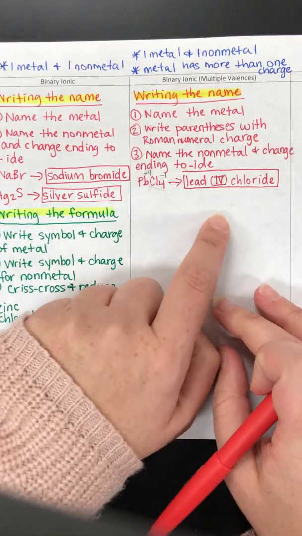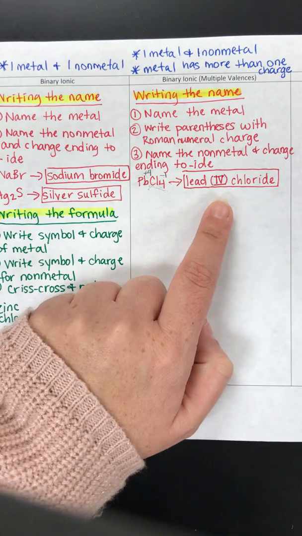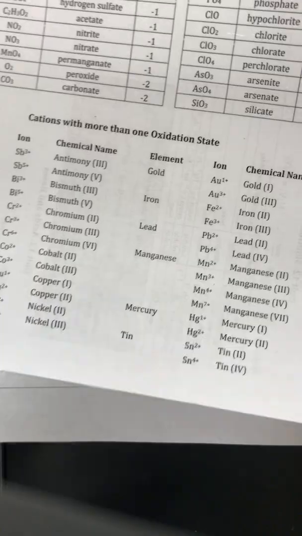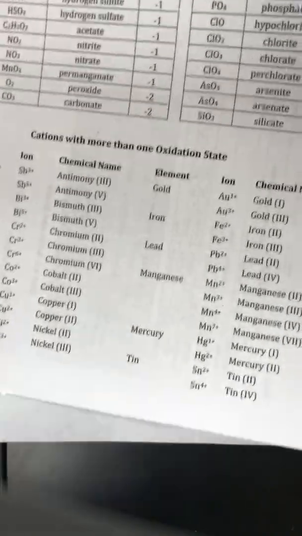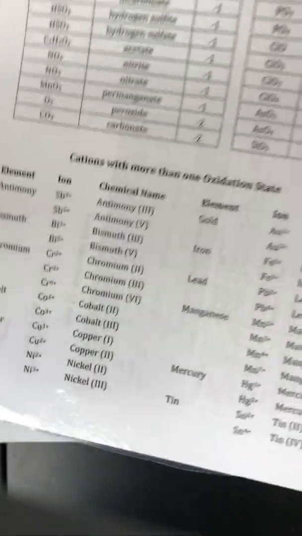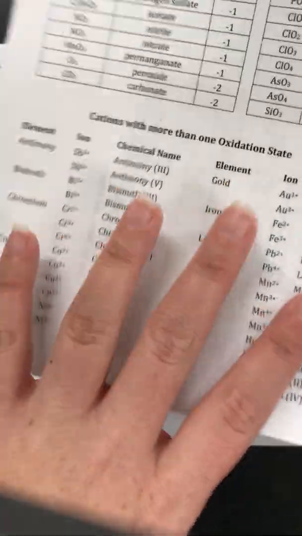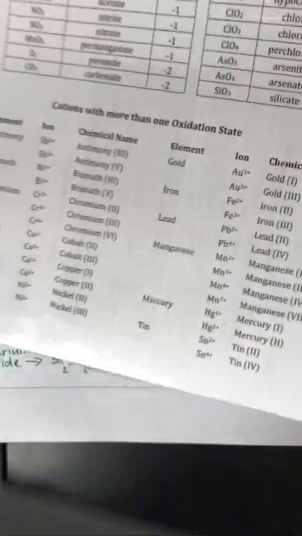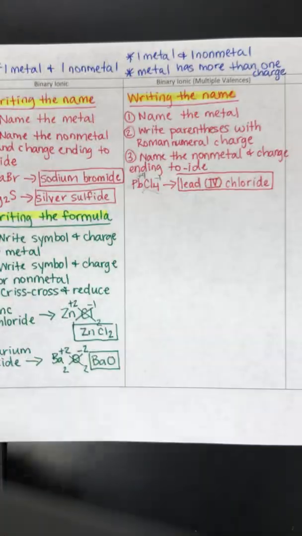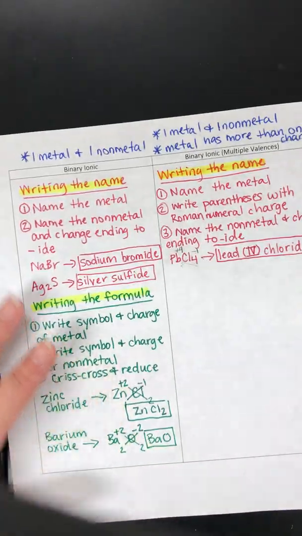You're only going to use a Roman numeral if the metal is on this list. All the other metals on the periodic table do not get a Roman numeral. If you try and stick a Roman numeral on everything, it is wrong. Only the ones here, right here on this list, on this polyatomic chart, down here at the bottom, only these guys get Roman numerals. Okay, let's try another example.